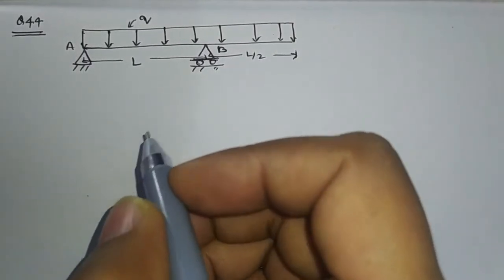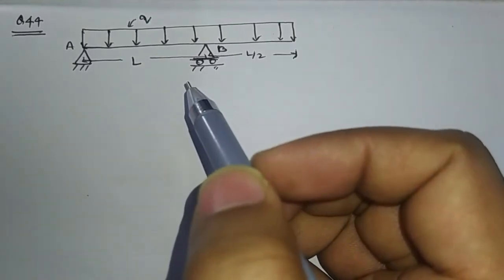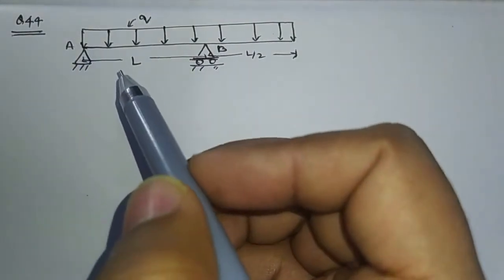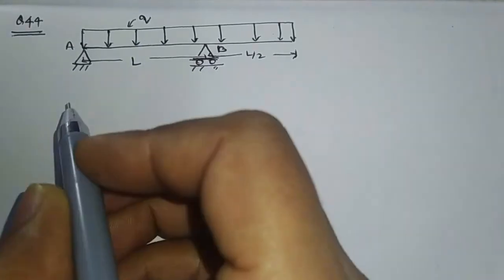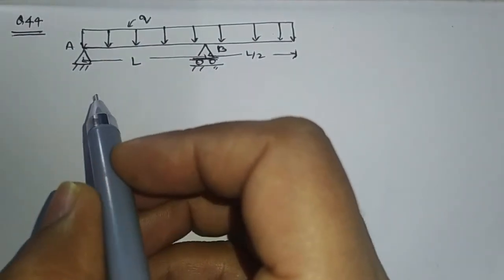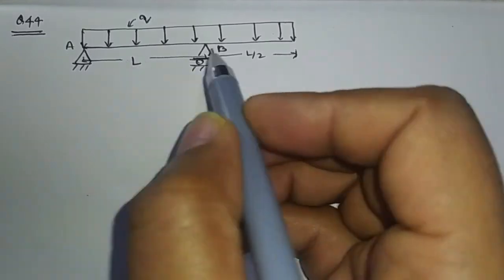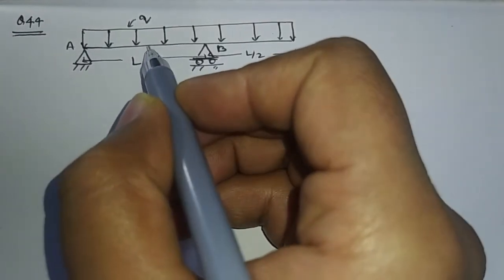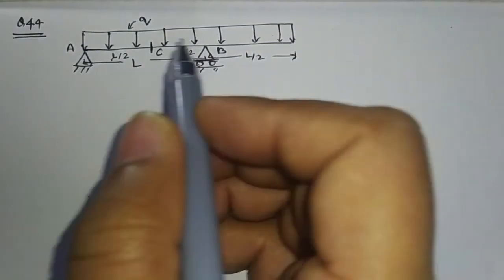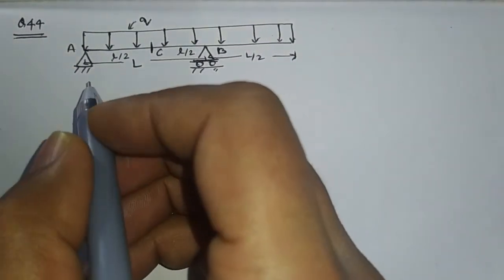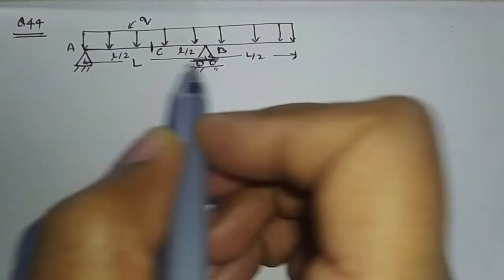Question number 44. A simply supported beam with overhang is subjected to a uniformly distributed load of Q. We have to find the bending moment at the midpoint of A and B, so let's say at point C. For finding the bending moment at point C, we have to first find the reactions at the supports A and B.